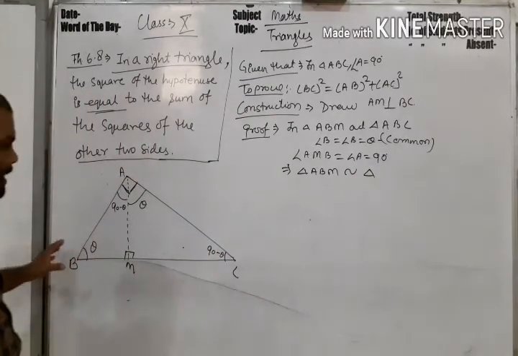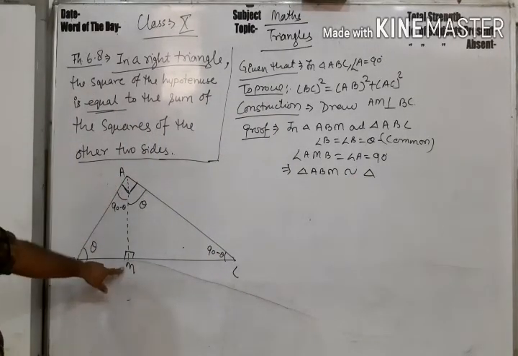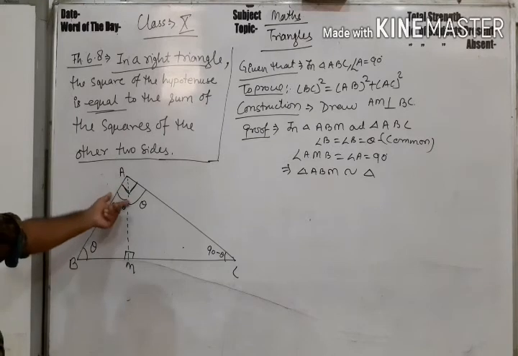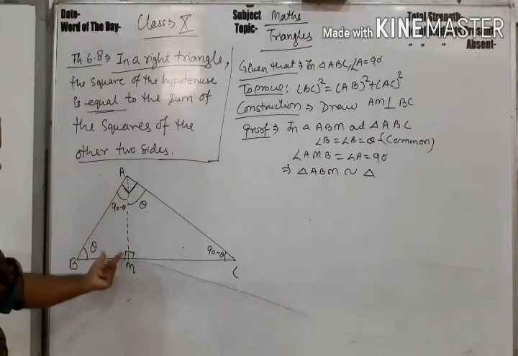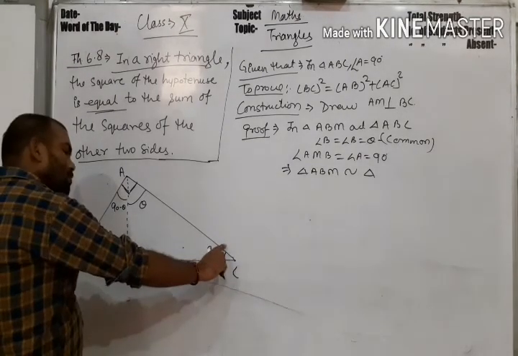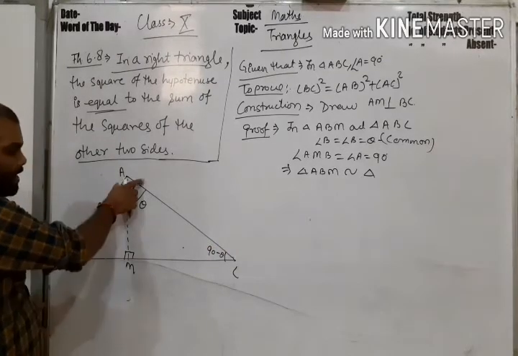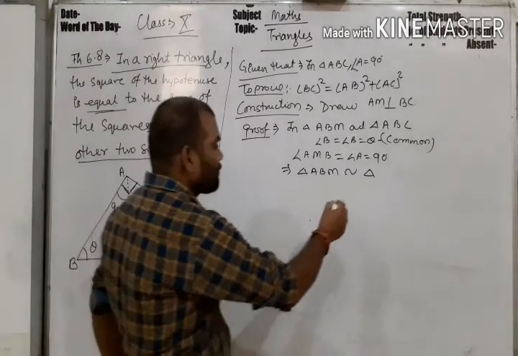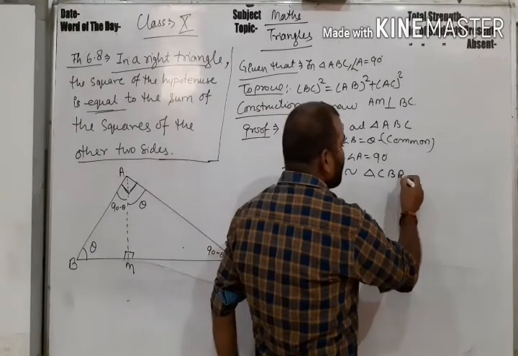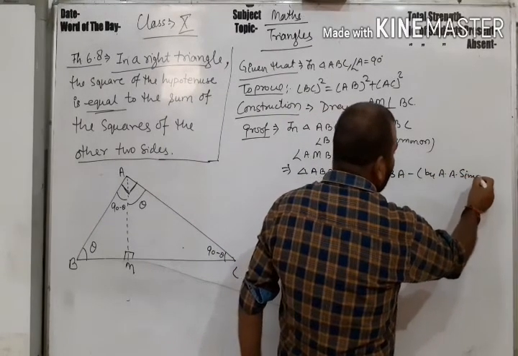Now how can we write the name? We are taking triangle ABM, meaning the vertices with 90 minus theta, then theta, then 90. So in that order, the first name will be C, then theta means B, and then 90 means A: CBA, by angle similarity.